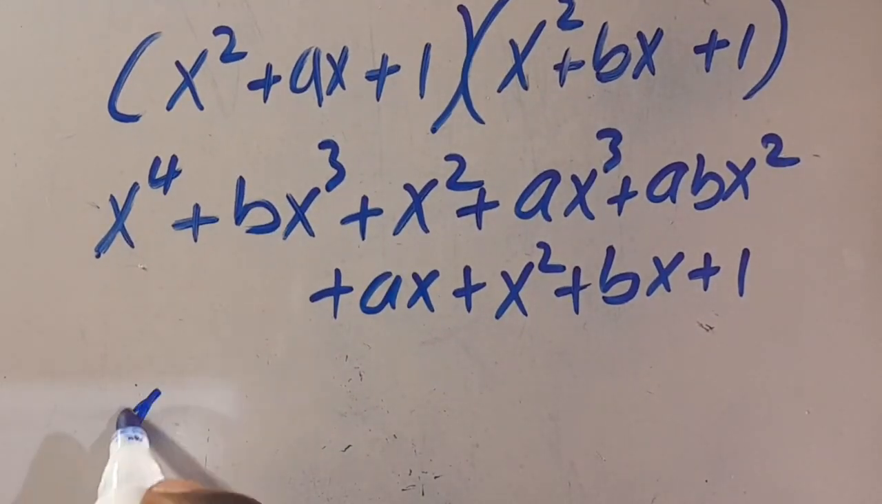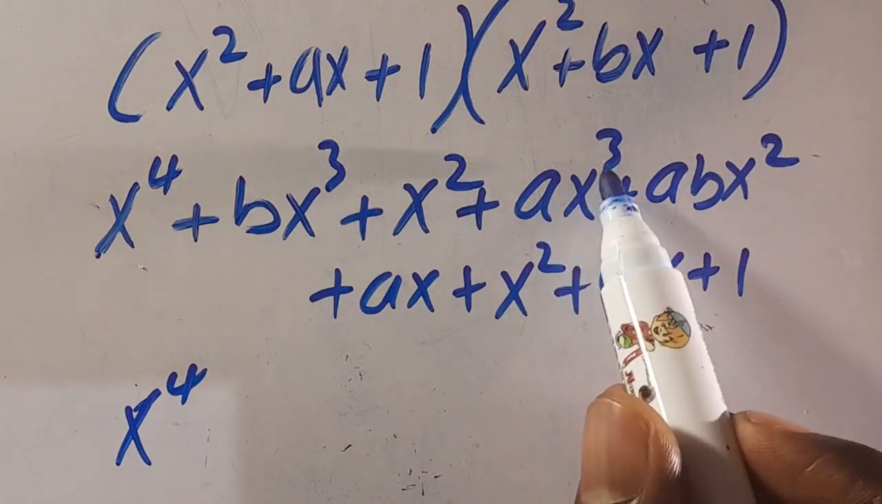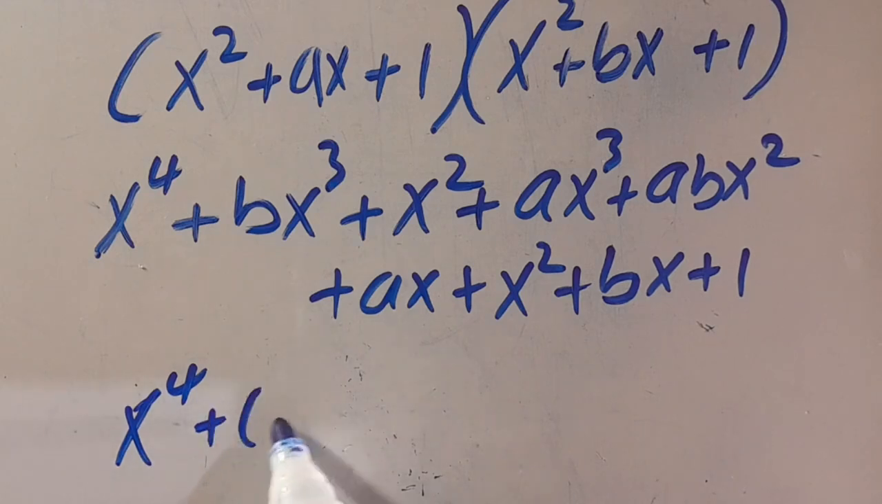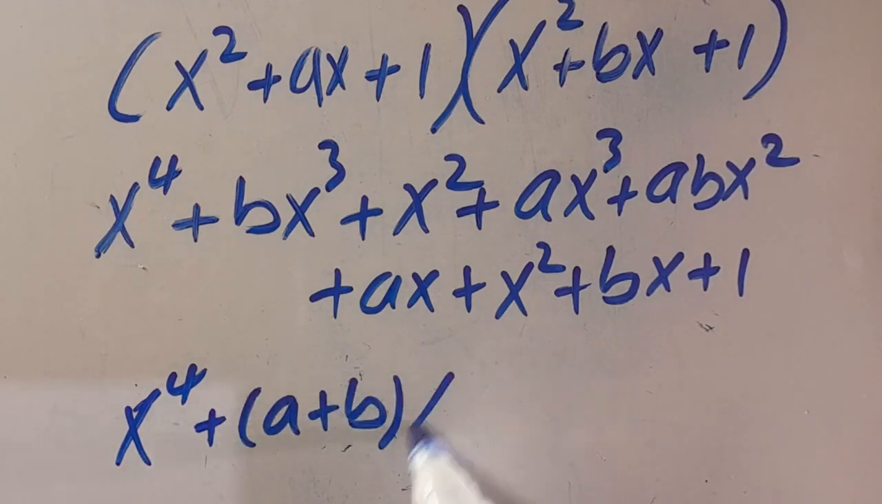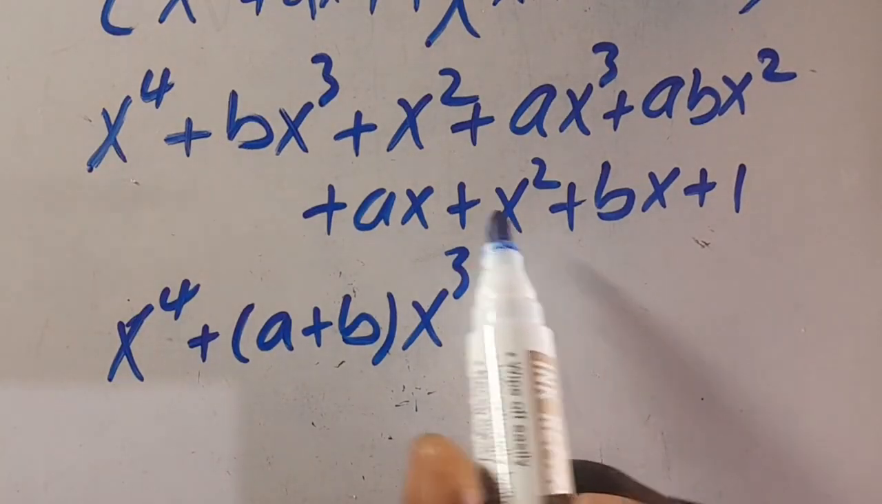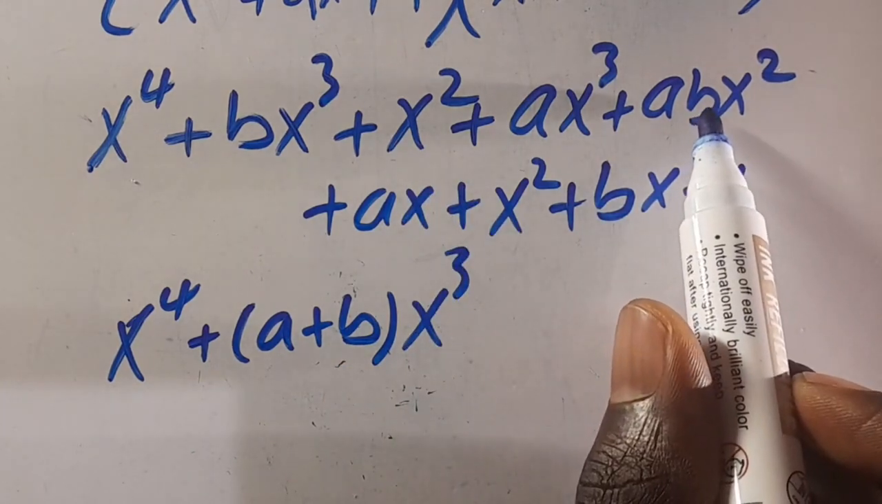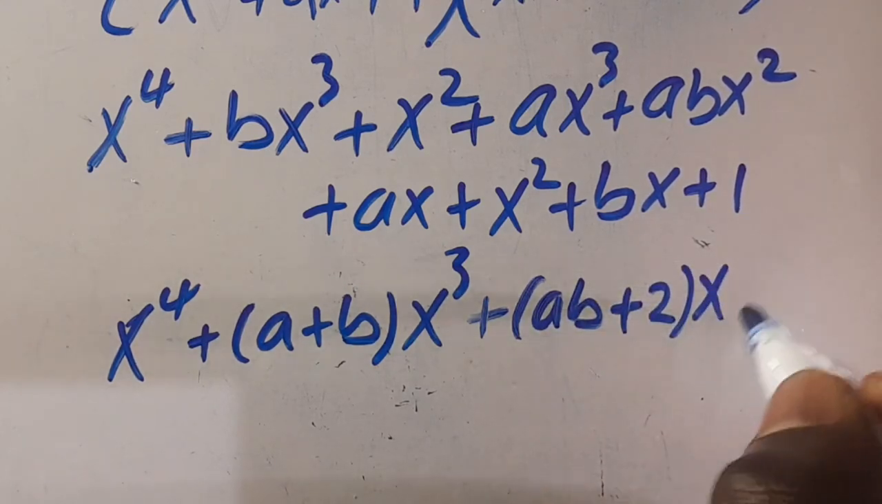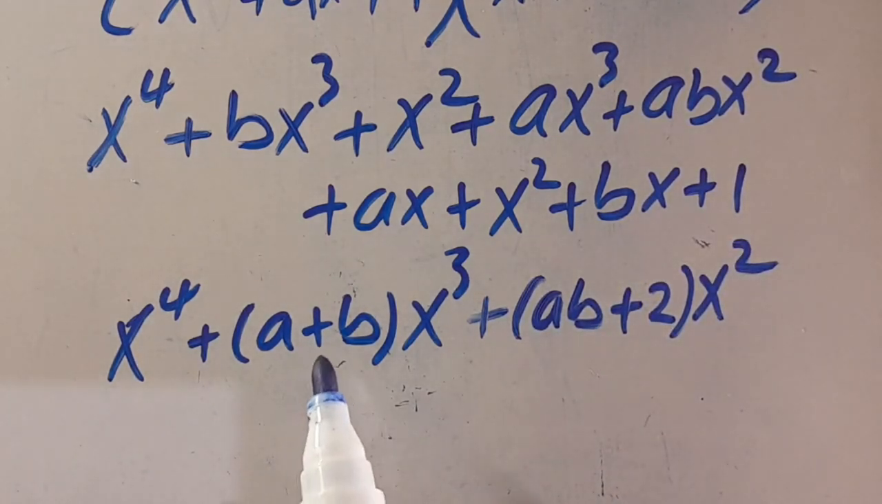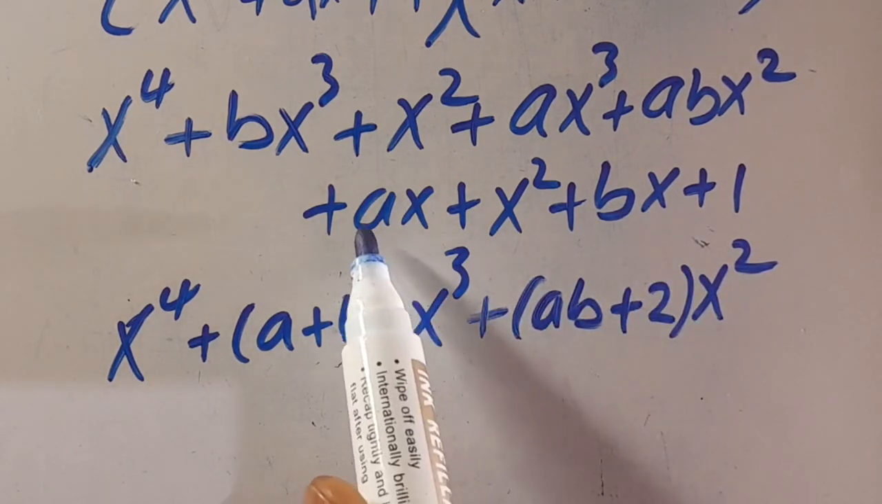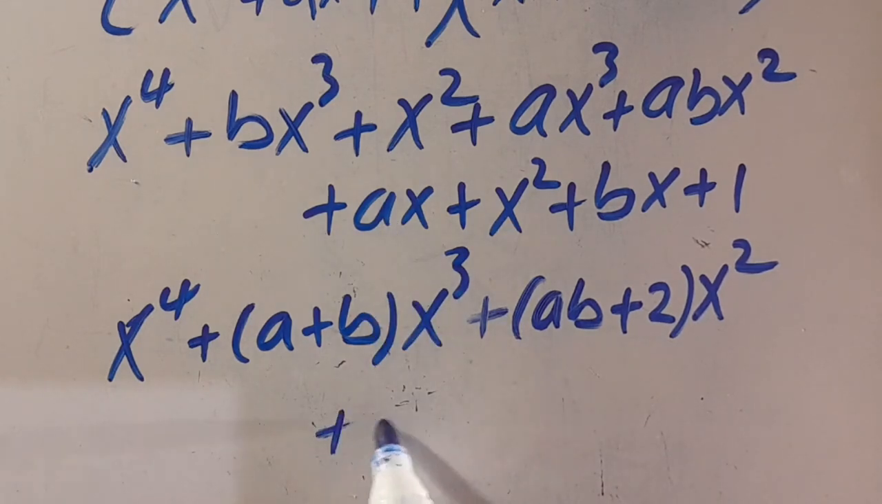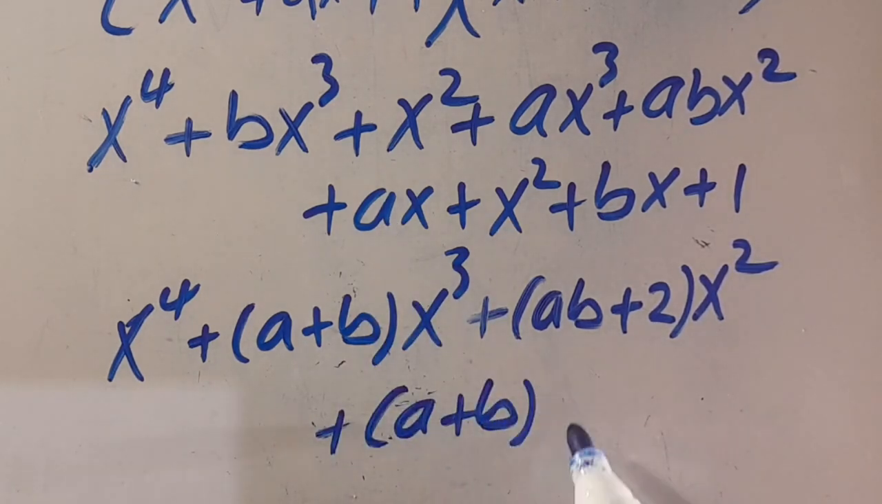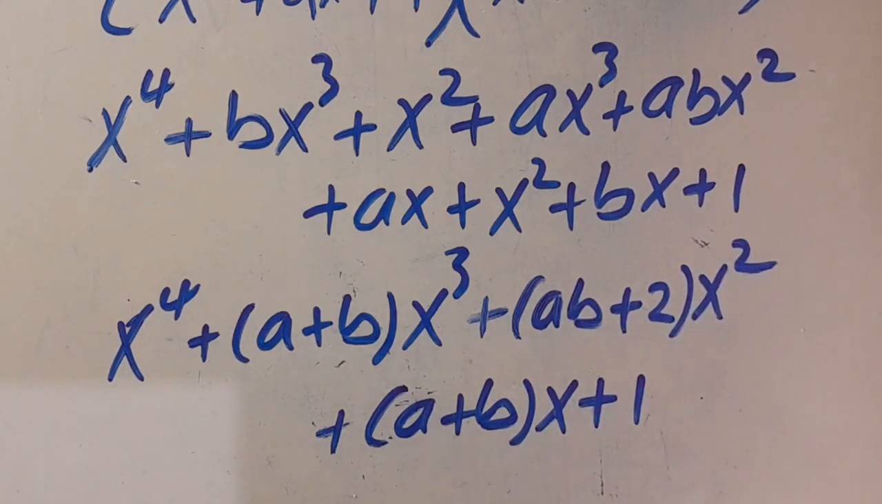Then from here we have x to the power of 4. Then we have this one to be x to the power of 3, x to the power of 2, meaning we can have it as (a plus b) in bracket times x to the power of 3 as this. So we have x squared here will be 2. We have this one to be AB, so we can have this as (AB plus 2) multiplied by x squared. Then we have BX, AX, so meaning we can have this as (A plus B) times x, then plus 1.